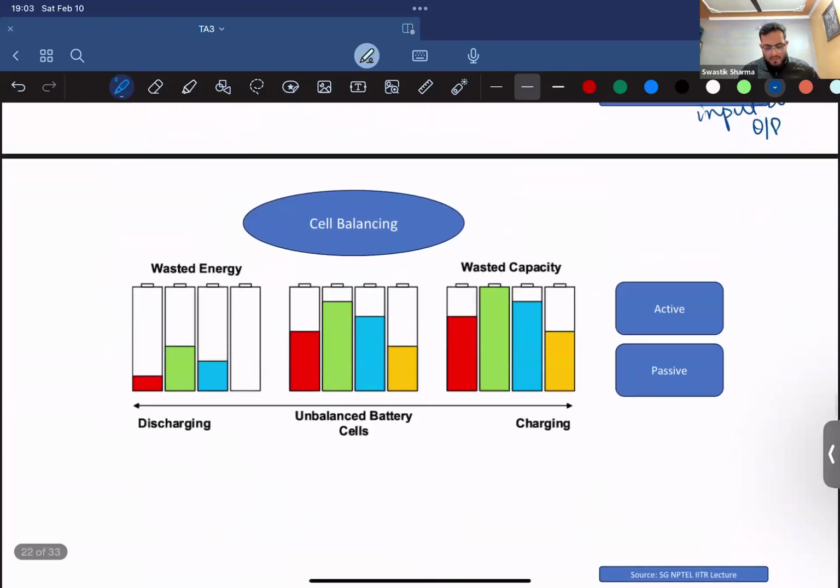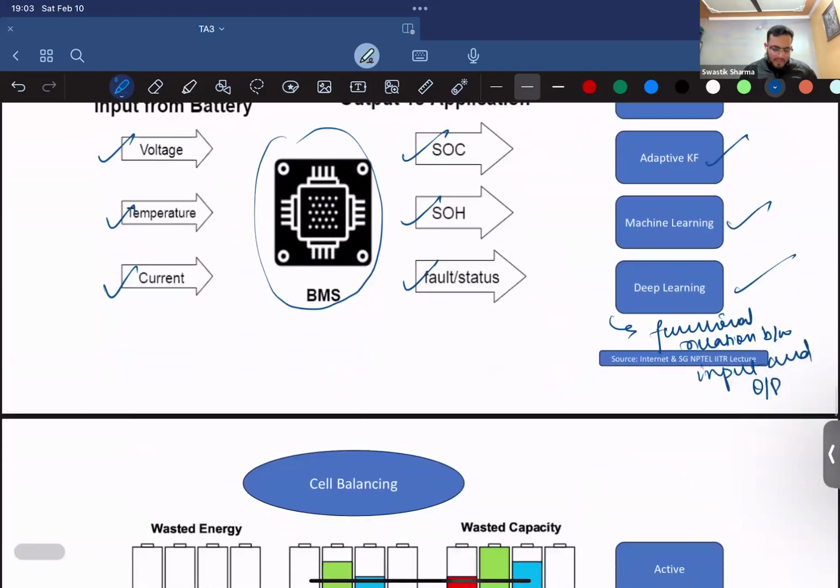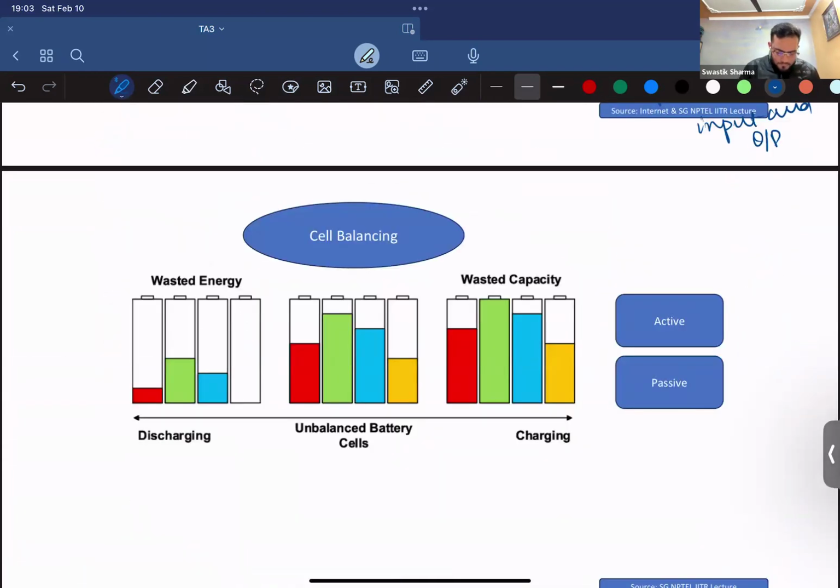So the main role of this BMS is to do cell balancing. Let's say your battery has a pack of cells. They have different numbers of cells, usually used in series, so that it is able to give you power. Let's say they are different kinds of cells, so they are generally clubbed together to form a whole battery.